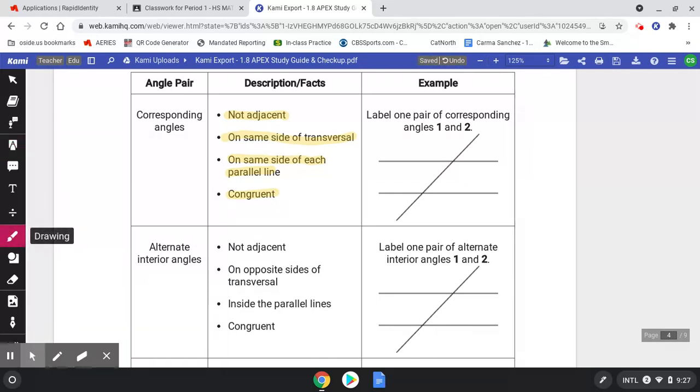So let's label one pair of corresponding angles 1 and 2. So this and this are corresponding angles. This little angle here and this little angle here. Or you could have marked this and this, because these are corresponding angles, this little angle here and this little angle here. Notice they are on the same side of the transversal, on the same side, top and top of the parallel line, and we can say that those are congruent.